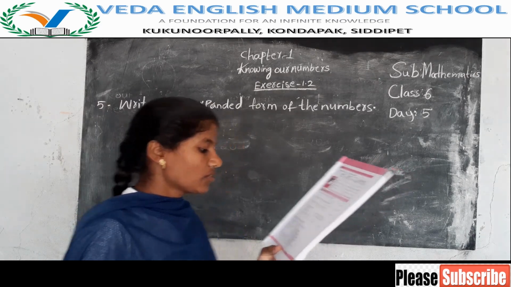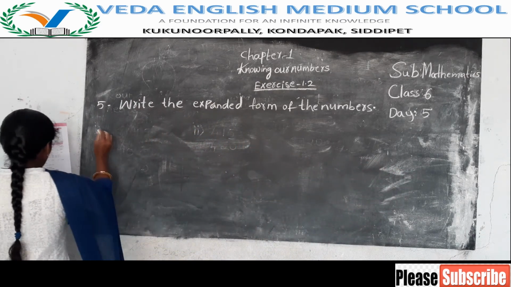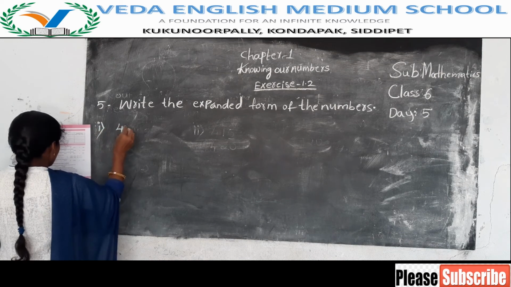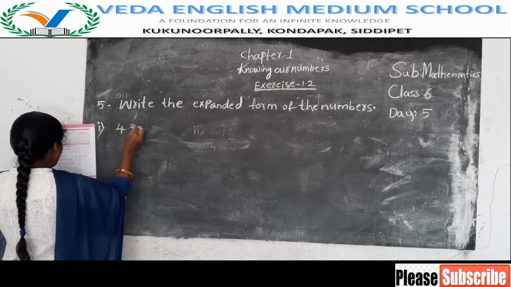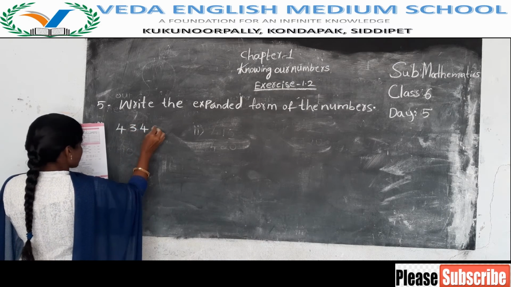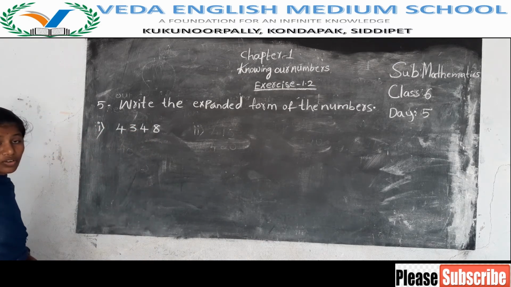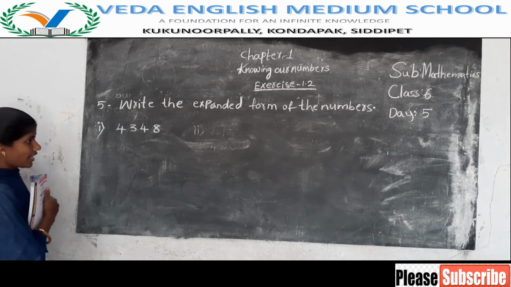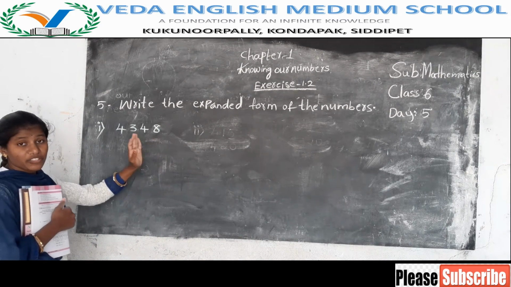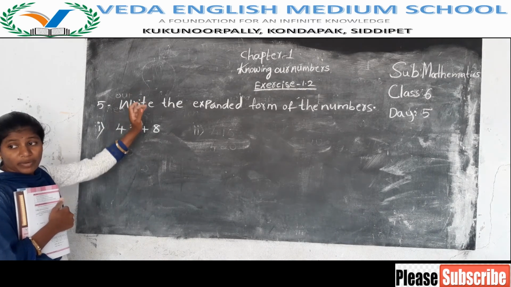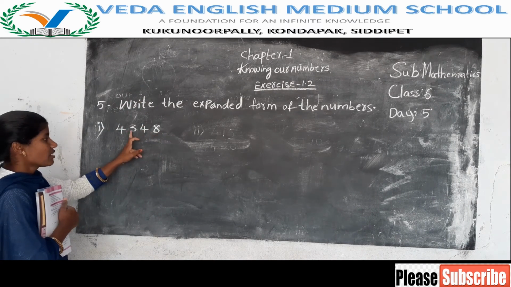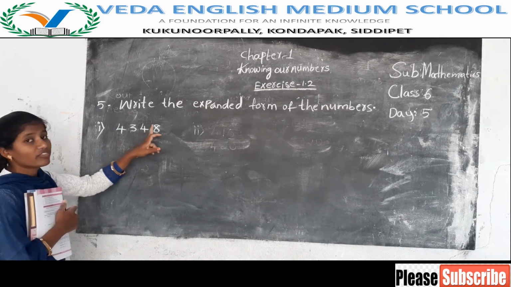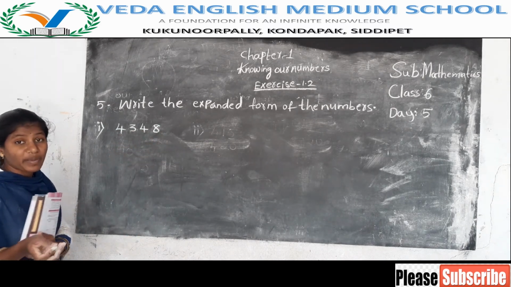First question is 4348. In 5th bit we have 4 questions. I will explain one. Remaining all your homework. 4348. Now, how to write expanded form? Before writing the expanded form, first of all you have to count the place values for the given number: ones, tens, hundreds, thousands. This number can be read as 4348.